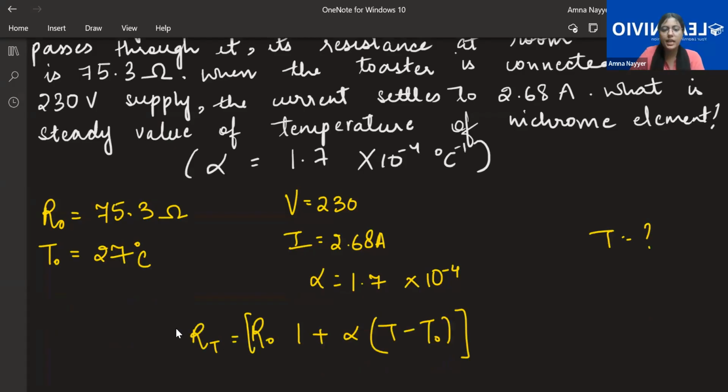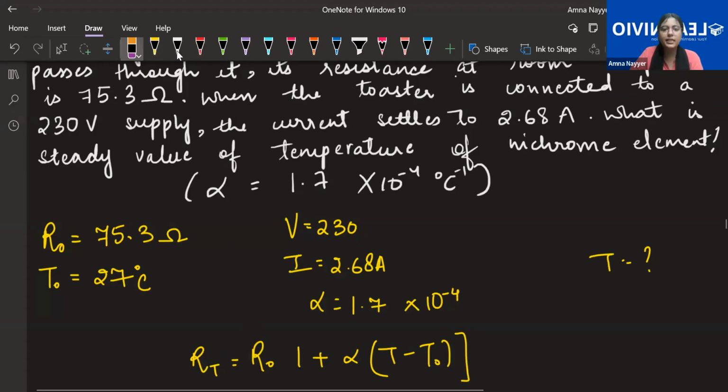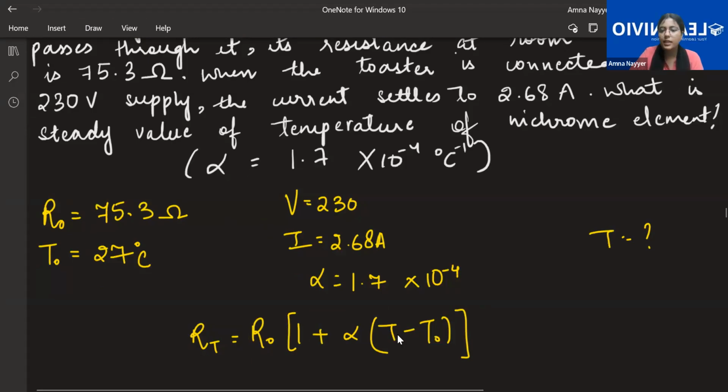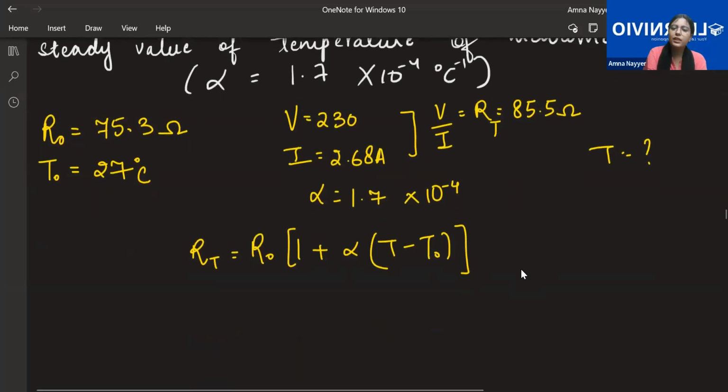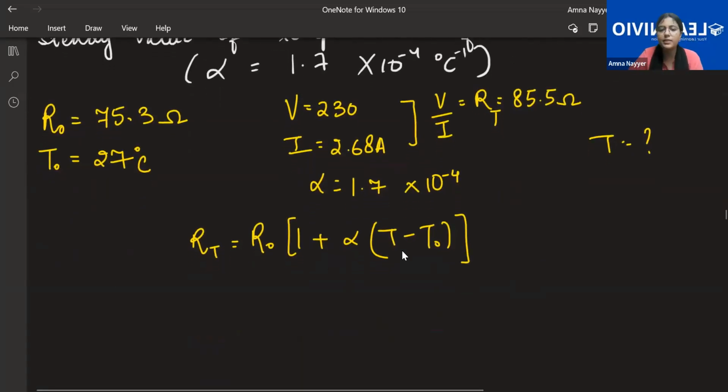This was our formula. R_T is not given here. R_0 is given. 1, we already know what it is. T is missing in the question. T_0 is already given. So the mystery behind this is that you have the voltage and the current. You divide voltage by current, you will get the resistance, and this will come out to be 85.5. You will have R_T with you because they have given you voltage and current to calculate this resistance. Now you are free to just put the values. All the things are there. Only one variable, T, is missing.